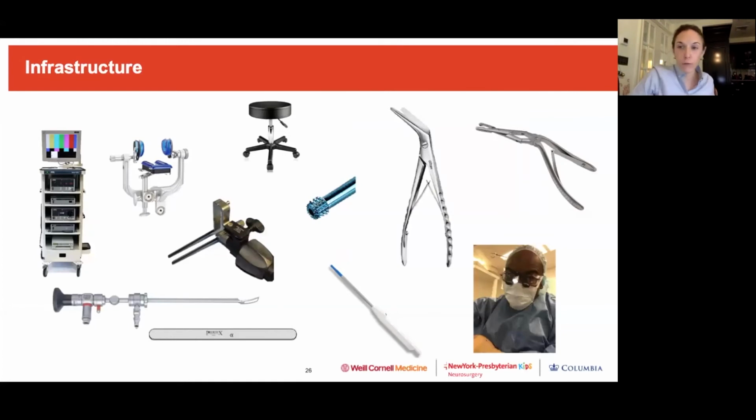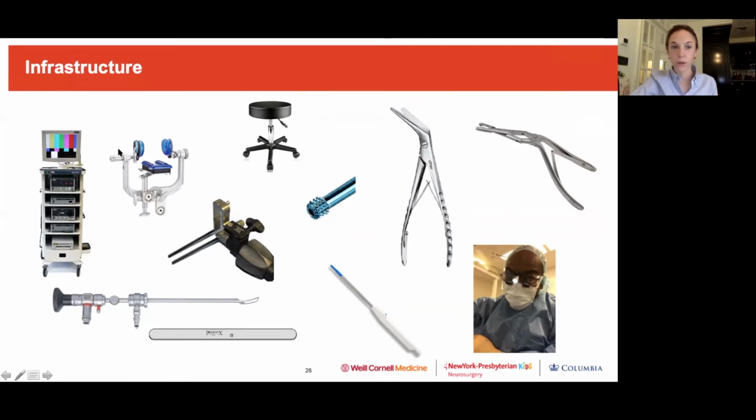The infrastructure for endoscopic suturectomy is different from open. Again, you need the endoscope, you need the tower. This is an endobrow sheath that we utilize with a 30-degree scope. It's very specific and very different from any other endoscope that we use. You need insulated retractors because you're going to be using cautery on the dura. You need suction cautery to provide hemostasis along the bone edges. I'm going to show you videos of these in a sec. You'll see all this in action.